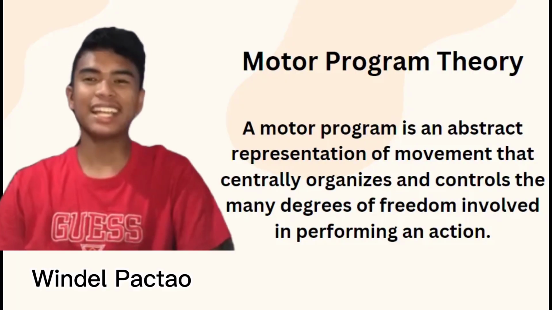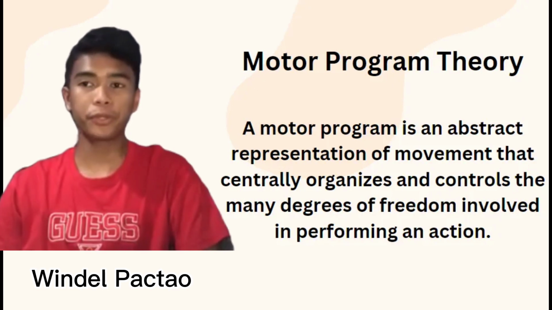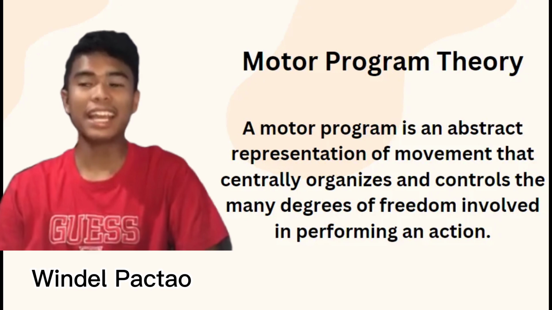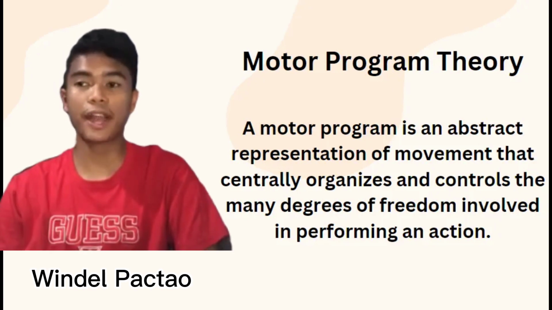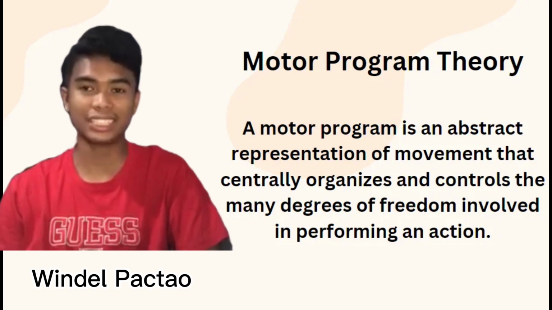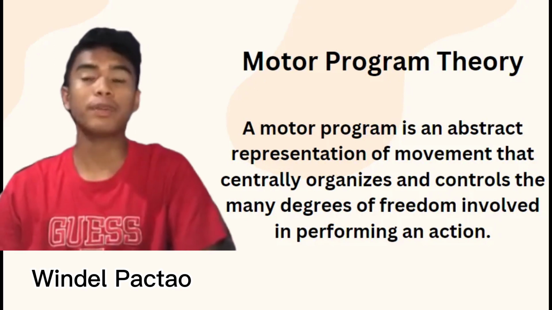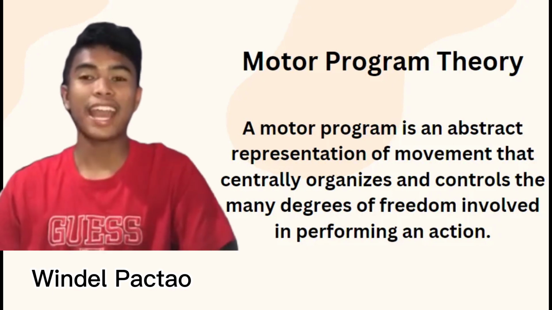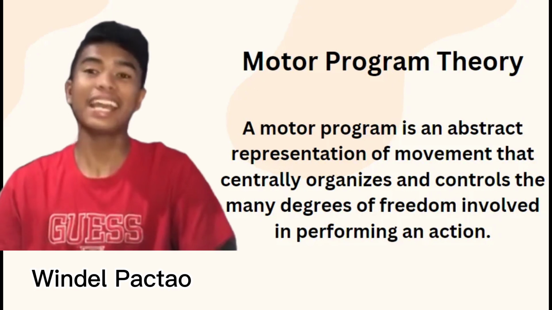To begin, let's define motor program theory. A motor program is an abstract representation of movement that centrally organizes and controls the many degrees of freedom involved in performing an action. In this theory, there are two proponents, the open loop control system and the closed loop control system. We will define them and how they apply to sports, dance, and exercise.